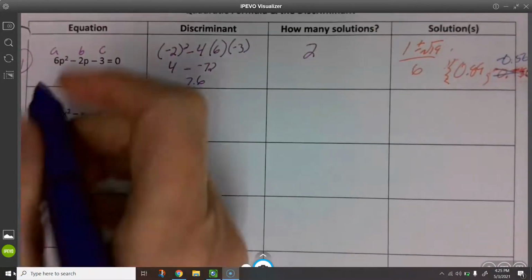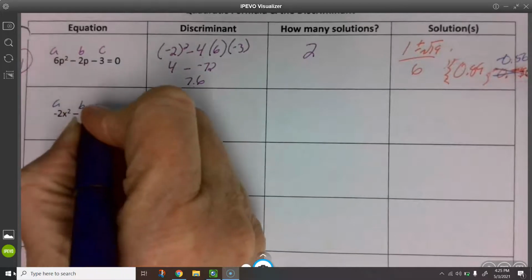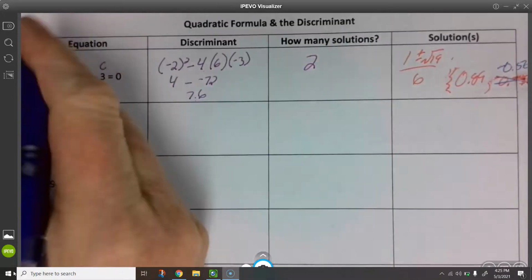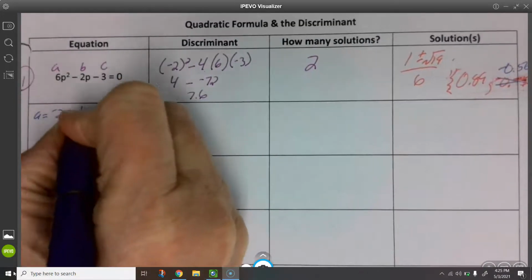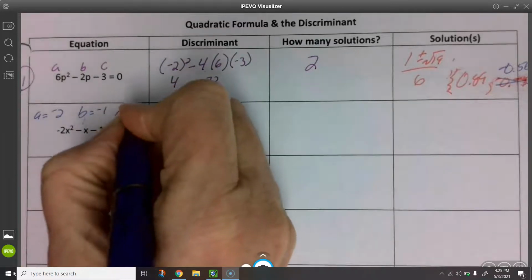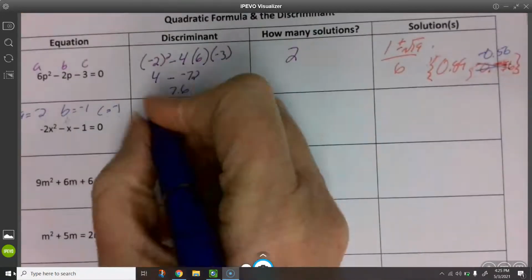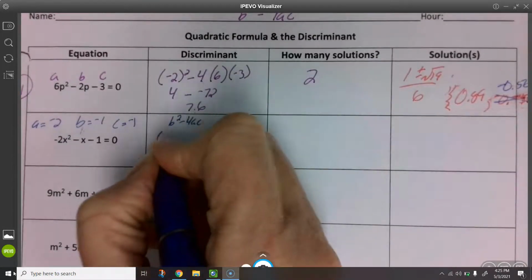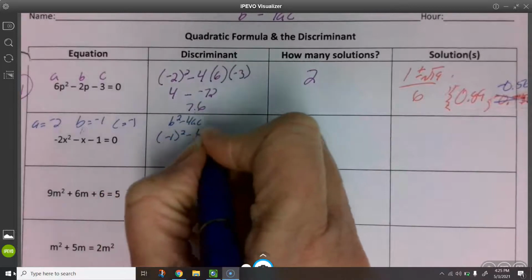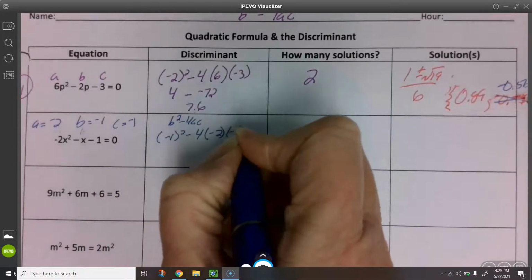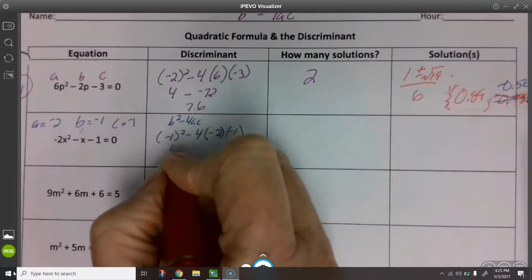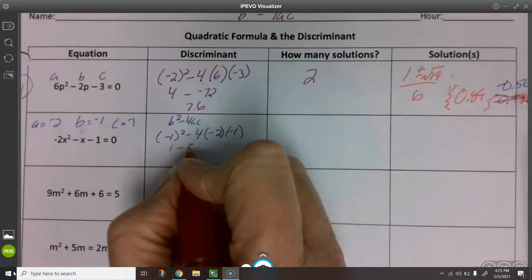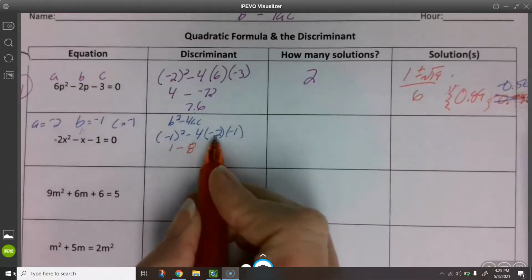Let's go through and find the discriminant. So here's A, B, and C. You know what? I'm going to write those down because it gets funky on this one. A is negative 2, B is negative 1, and C is negative 1. So I'm using my discriminant, b squared minus 4ac. So b squared, negative 1 squared, minus 4 times a times c. So I get 1 minus negative 8 times, oh, that's a positive 8, because 4 times 2 is 8 times 1 is 8.